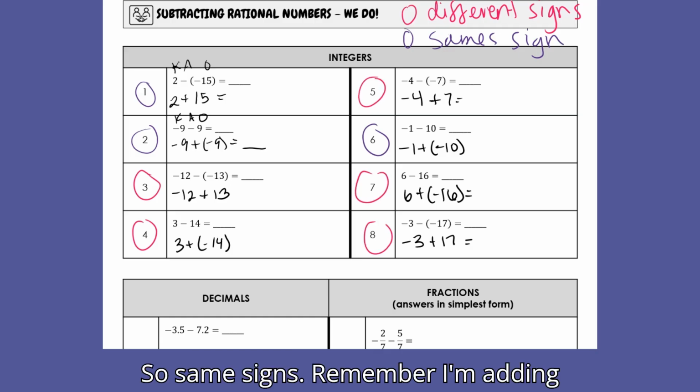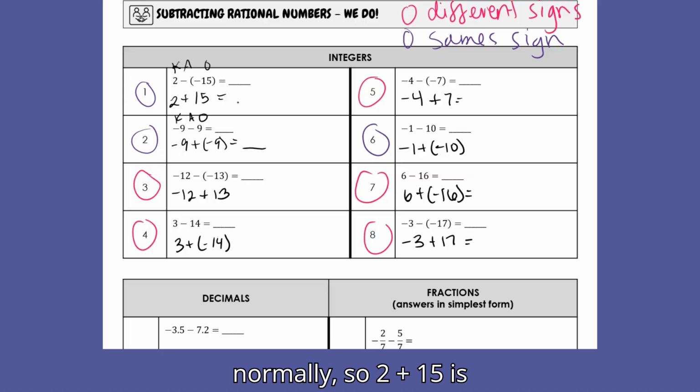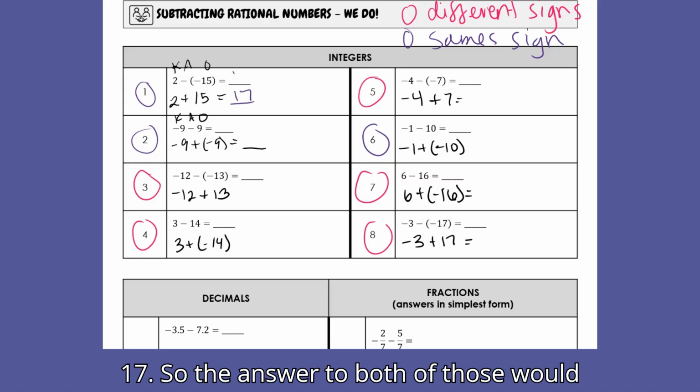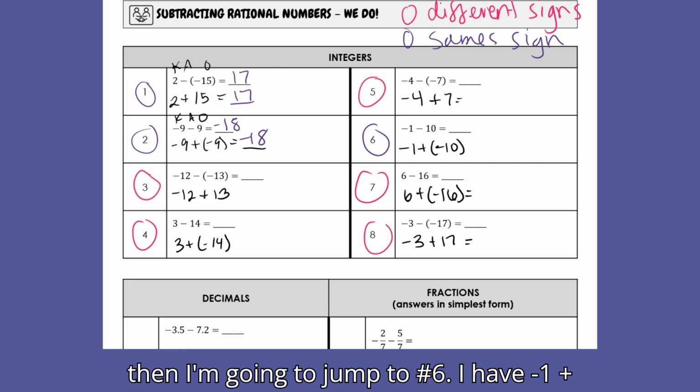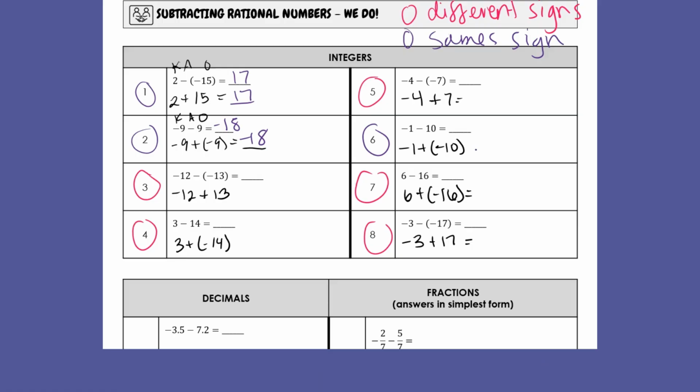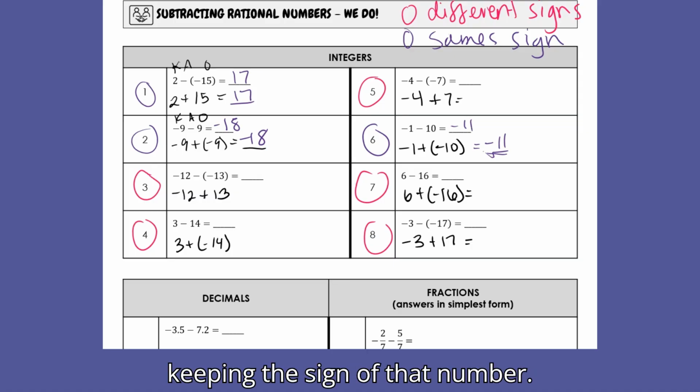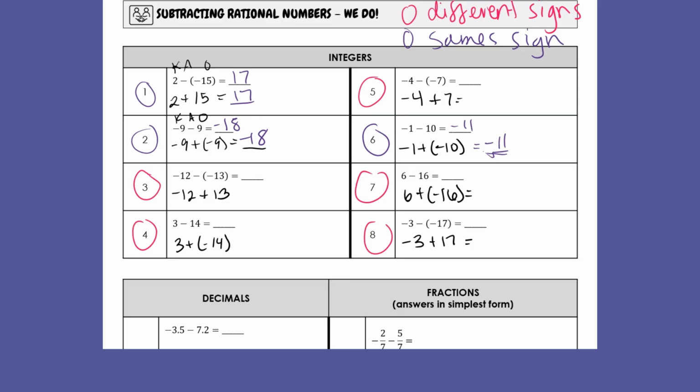The same signs, remember I'm adding normally. So 2 plus 15 is 17. So the answer to both of those would be +17. And number 2, -9 plus -9 would be -18. And then I'm going to jump to number 6. I have -1 plus -10, which should also be -11. So again, I'm just adding normally and keeping the sign of that number.